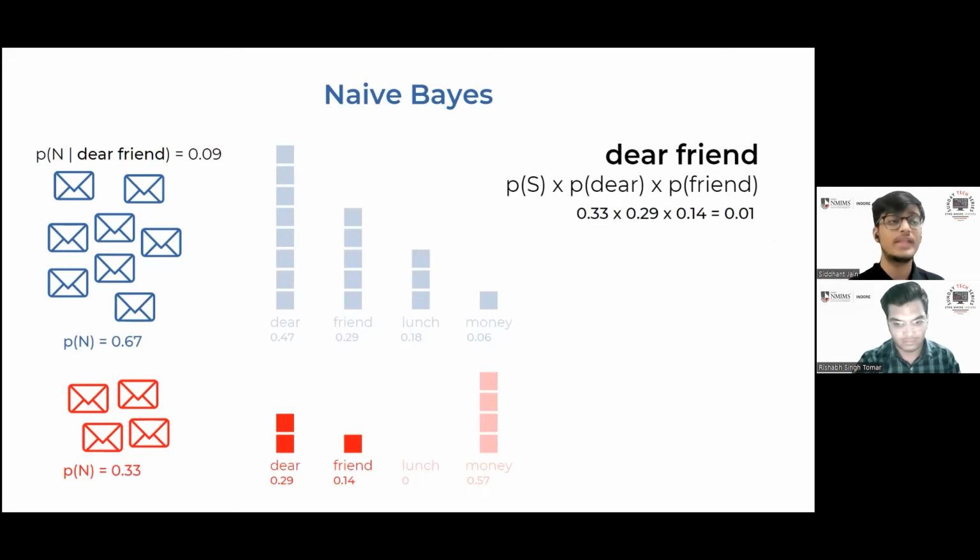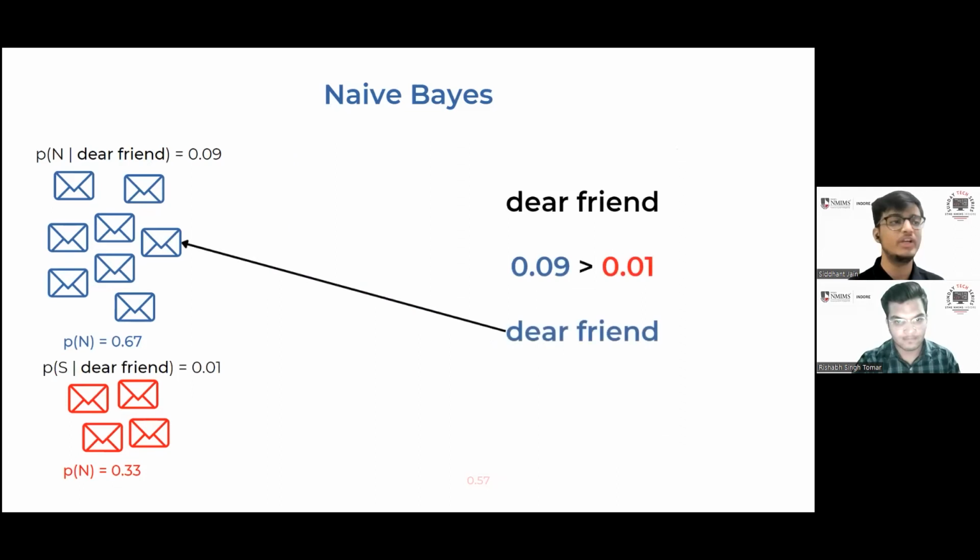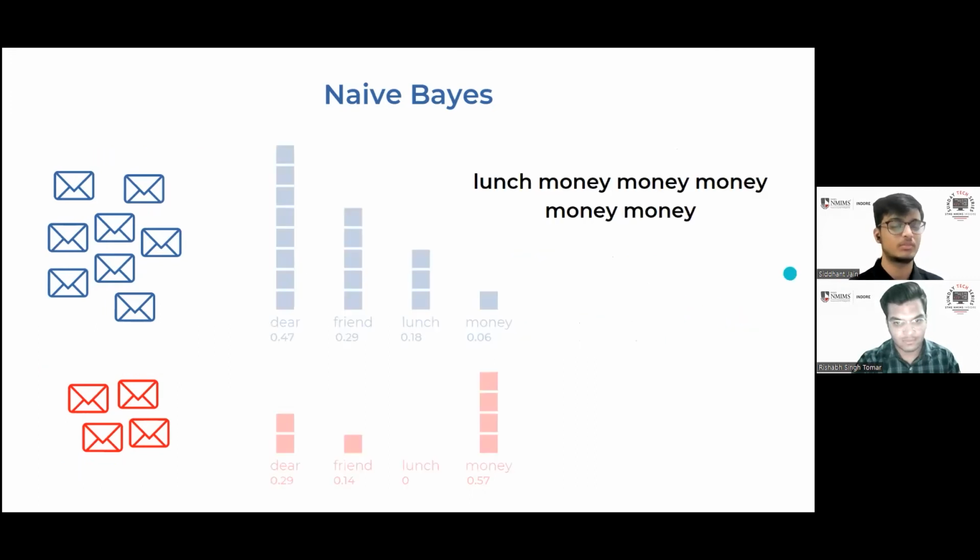This is the score that the message "dear friend" gets if it is a spam message. Clearly, the likelihood of "dear friend" being a normal message is more than the likelihood of it being a spam message. Therefore, we classify it as a normal message. Let's look at a bit more complex situation here.